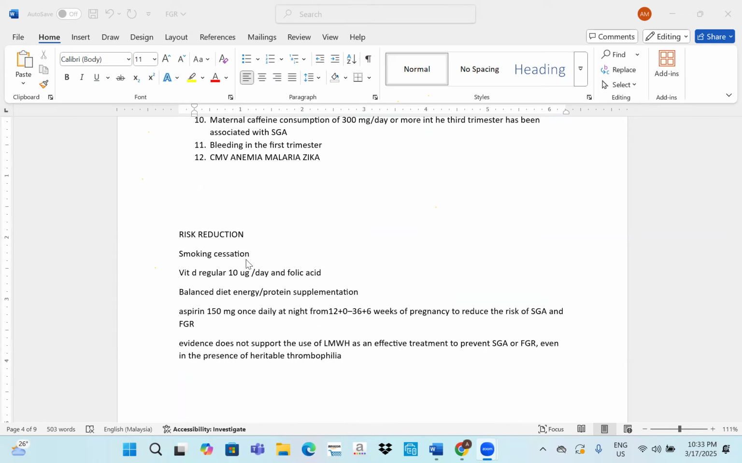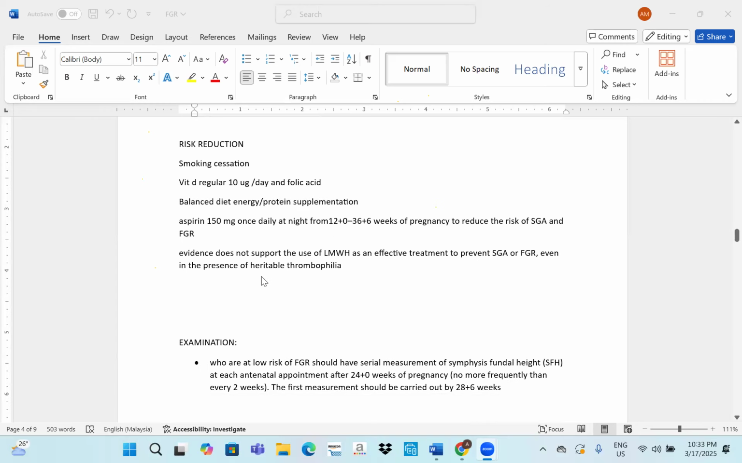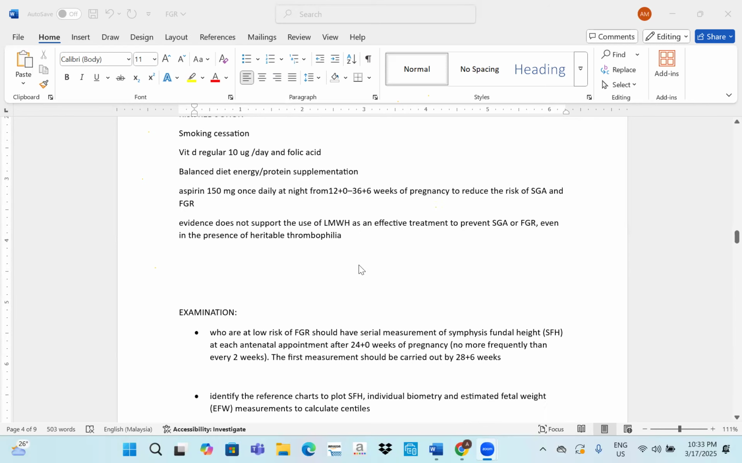So you can incorporate these in your history taking, that I will ask them to do smoking cessation, because if they stop smoking at 15 weeks, the risk is back to normal, just like if she has never smoked. Okay. Vitamin D, regular 10 microgram per day, and folic acid, balanced diet, energy and protein supplementation, aspirin from 12 to 36 plus 6. Previously I told 34 weeks, but no, it is up to 36 plus 6 weeks. Okay. There is no role of low molecular weight heparin.